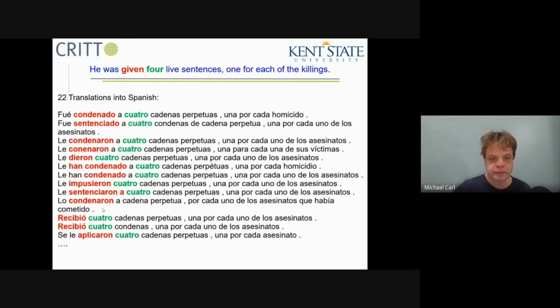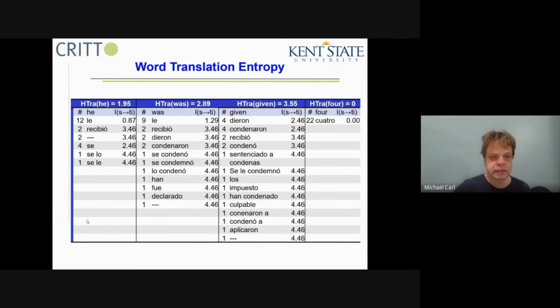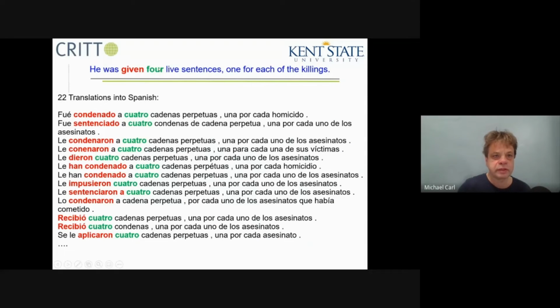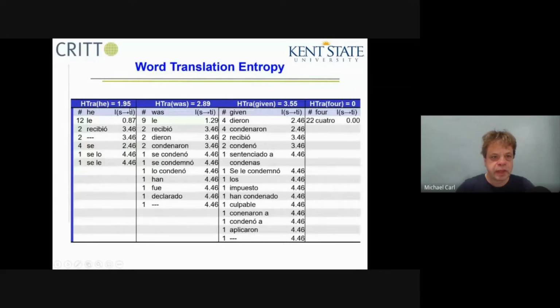And we can quantify this. We can count probabilities. We can see the distribution of these different translations. Here is the sentence that I showed before: "He was given four." These are the four words at the beginning of the sentence. Here we have all the solutions of the 22 translators decomposed, and we can see that for this word "given", all these different solutions were produced.